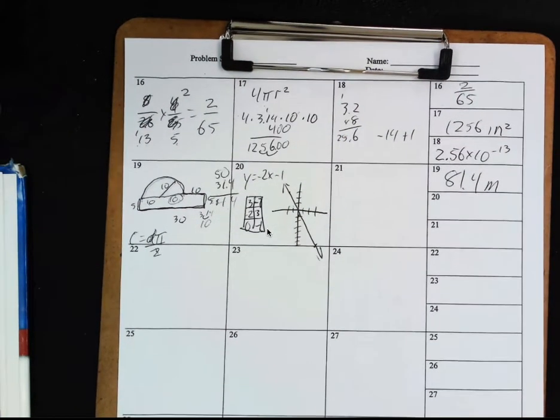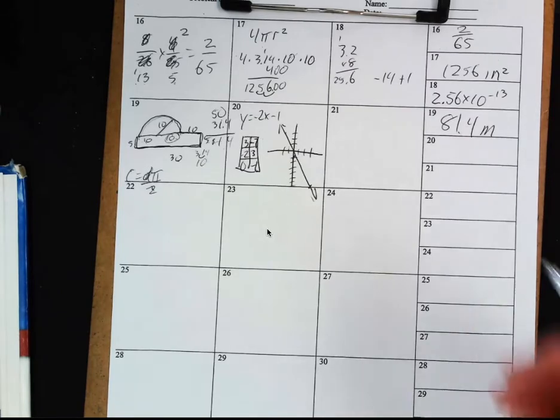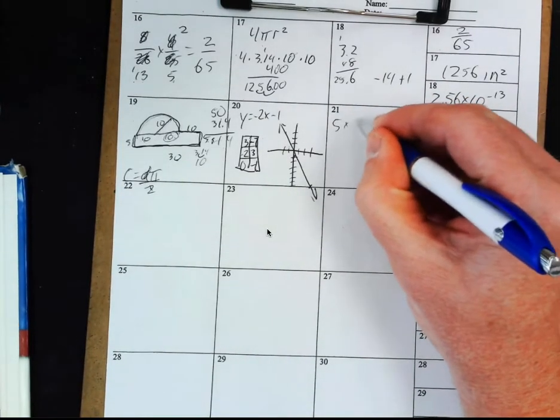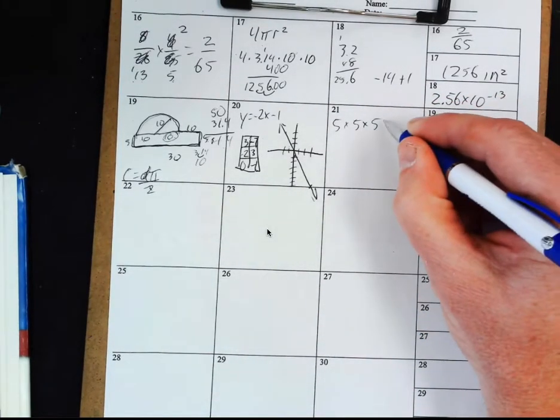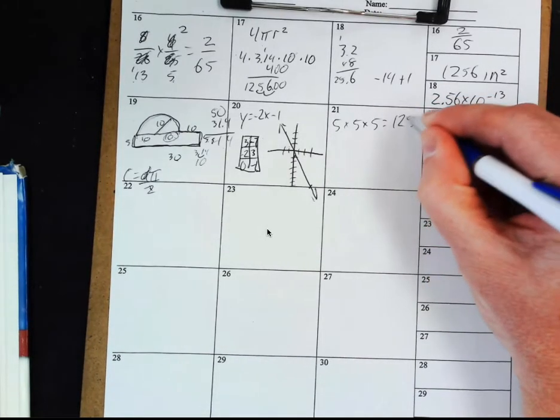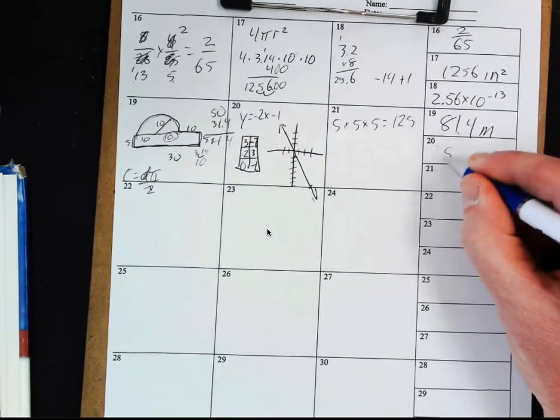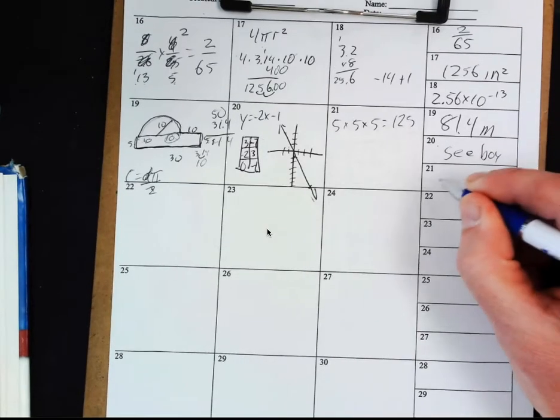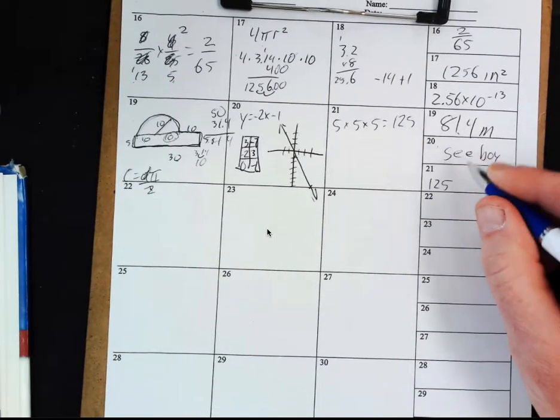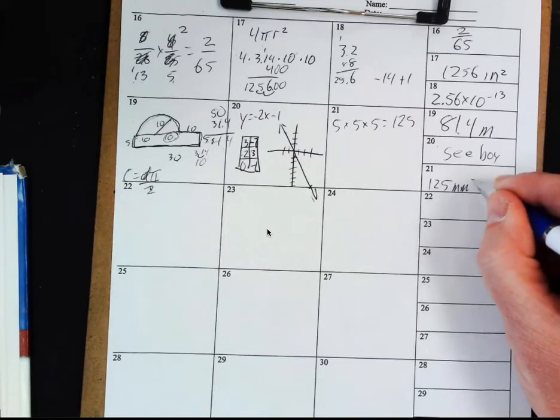Number 21, find the volume and then the surface area. Okay, to find the volume, guys, it's length times width times height. 5 times 5 is 25, times 5 again, almost messed up, C box. This was 125, I'm working with millimeters, that would be cubed.